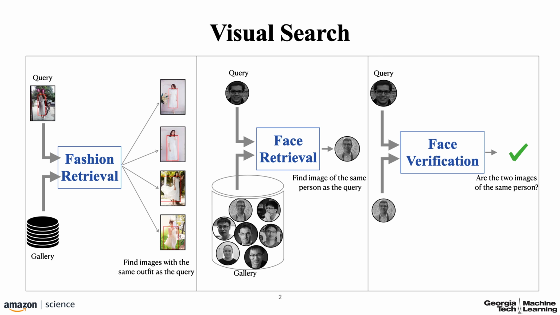Visual search is a general problem with many applications. In this paper, we consider three: fashion retrieval as shown on the left, face retrieval shown in the middle, face verification shown on the right.